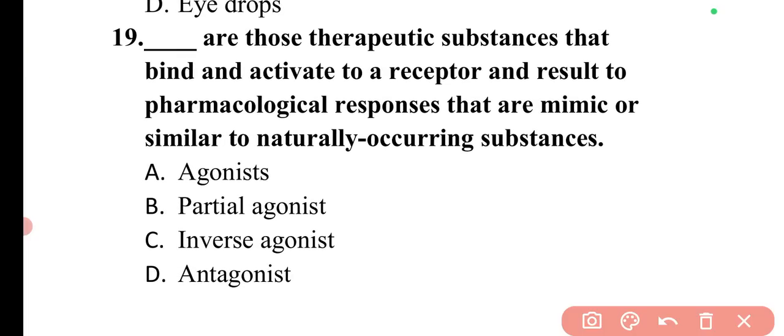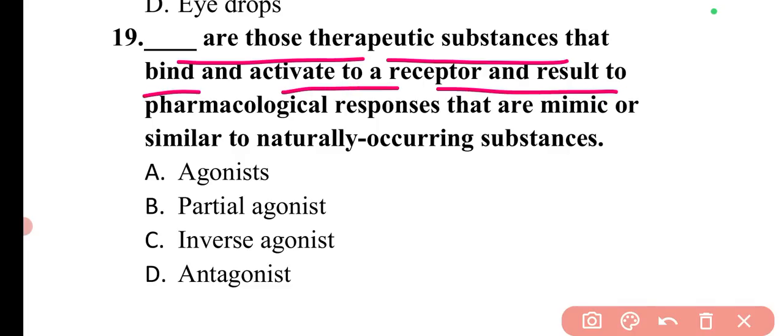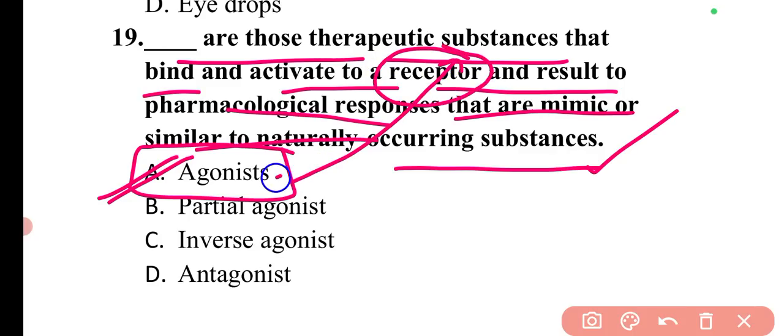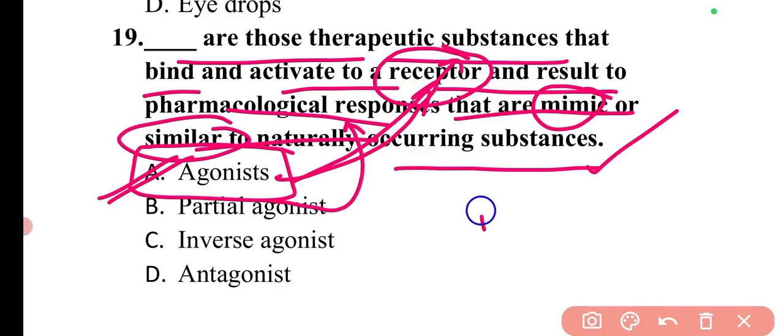The next question is dash are those therapeutic substances that bind and activate a receptor and result in pharmacological responses that mimic or are similar to naturally occurring substances. So these are the agonists, which are basically the therapeutic substances which will bind to a receptor, and they will activate this particular receptor and produce a pharmacological response that is similar to the naturally occurring substance.